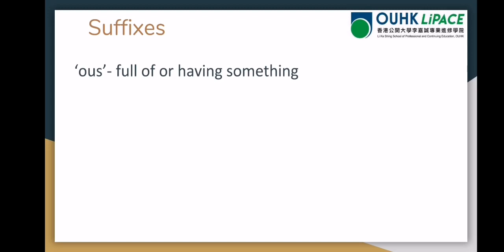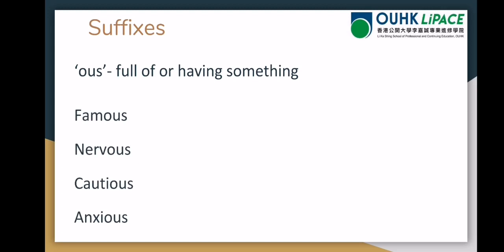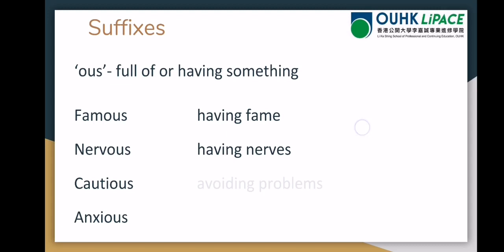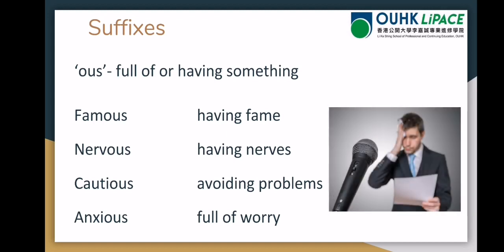And lastly, we have OUS, means full of something or having some sort of quality. So famous, you've definitely heard of that. Nervous, cautious, anxious. Famous means having a lot of fame. Nervous means you have a lot of nerves or feeling full of nerves. Cautious means you're kind of avoiding problems, so you're full of caution. And lastly, anxious, full of worry or having a lot of worry. For example, if you're giving a big presentation in front of a lot of people, you may feel very nervous.